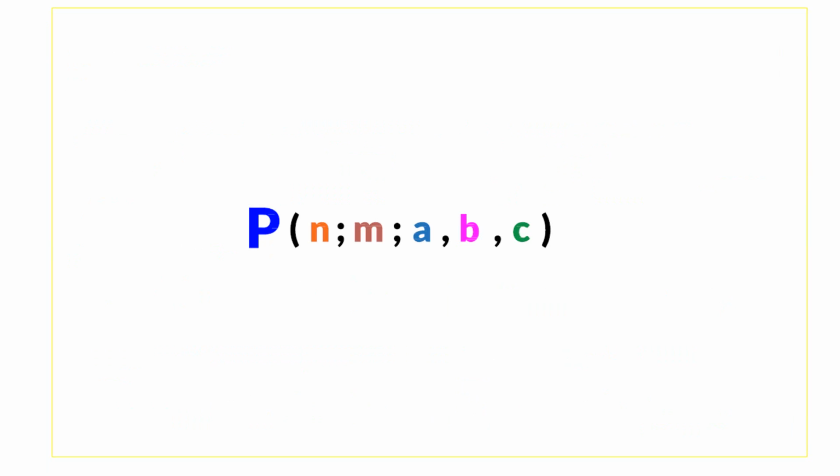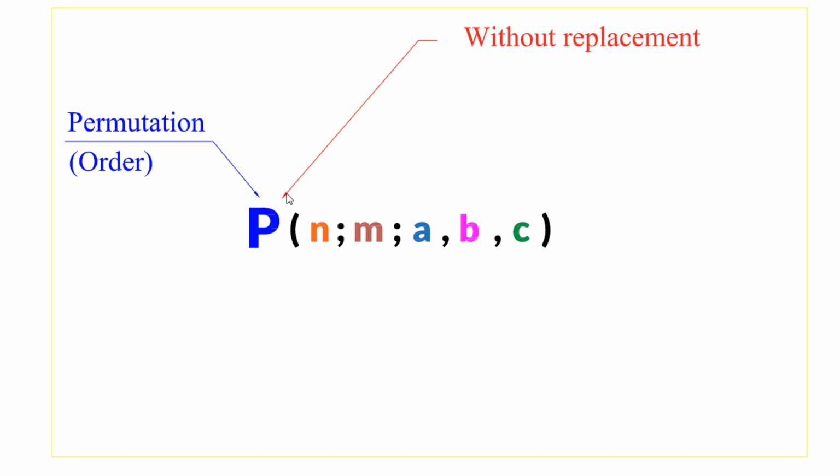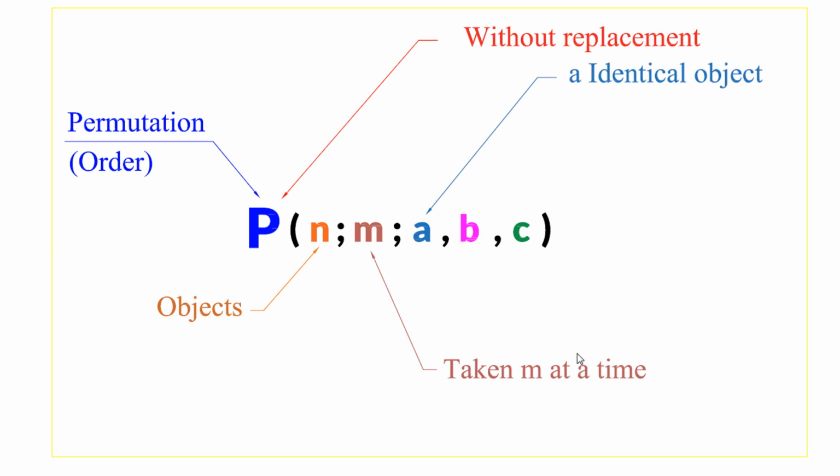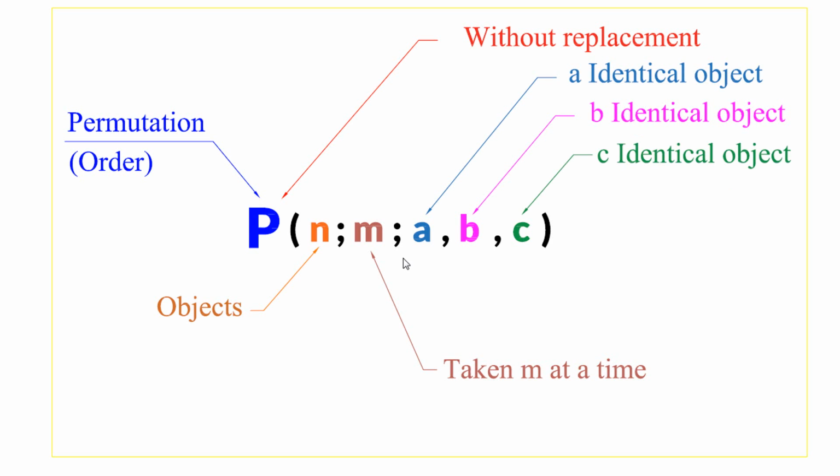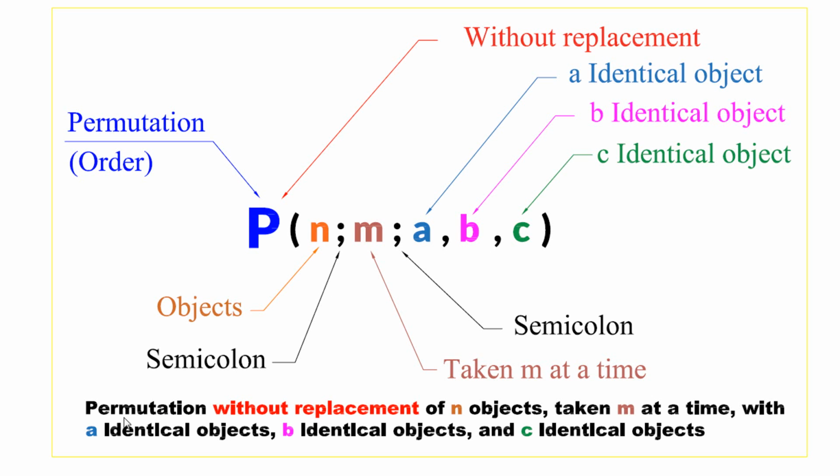So let us now review this notation here. This is permutation, which implies order, and since nothing else is written here, it's without replacement, of n objects taken m at a time for A, B, and C identical objects. And we write here 2 semicolons in order to create separation between the identical items and the objects. And we read that as permutation without replacement of n objects taken m at a time with A, B, and C identical objects.